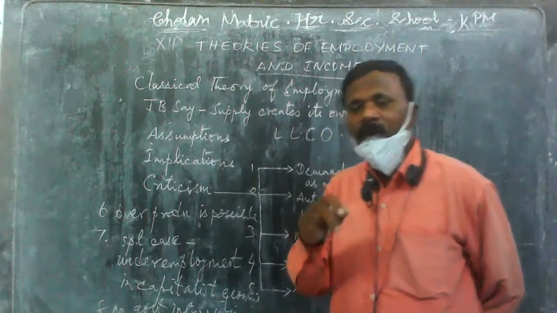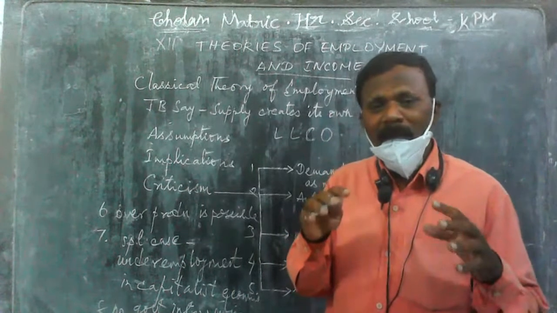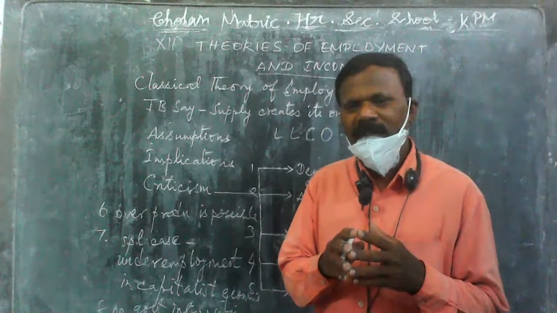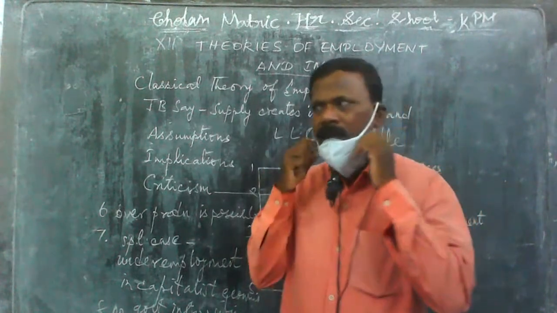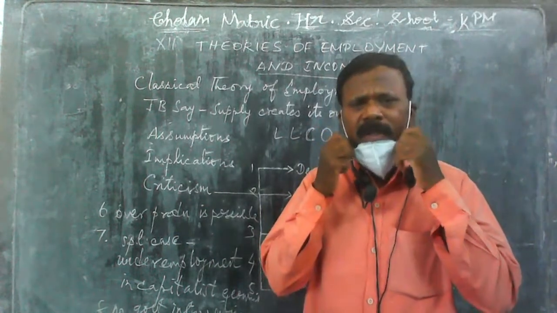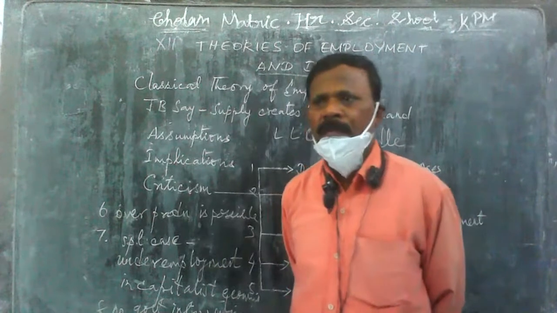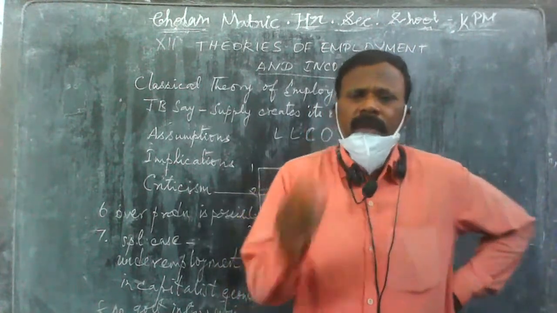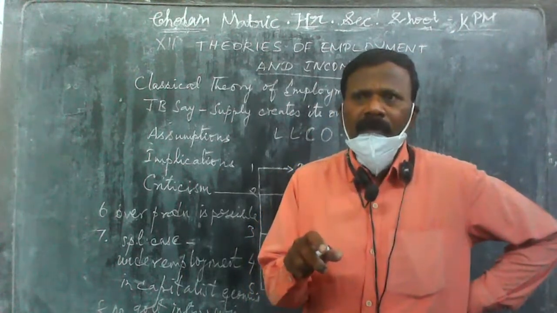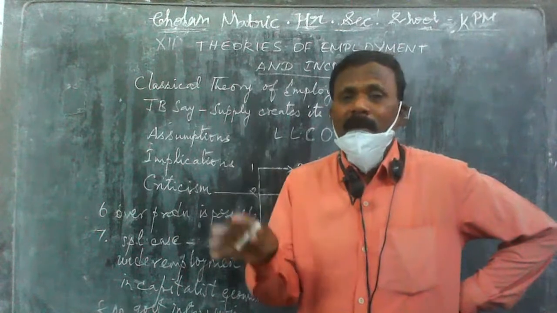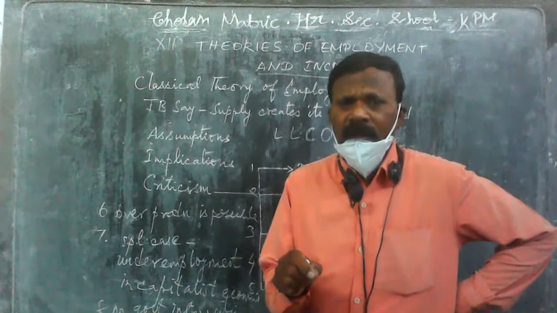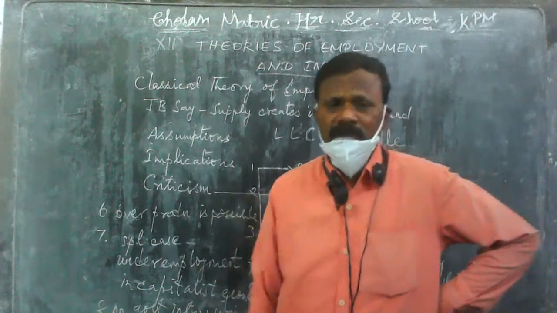Okay, now we come to the main picture of this classical theory of employment, that is criticism. J.M. Keynes vehemently criticized the J.B. Say or classical theory of employment. According to J.M. Keynes, supply does not create its own demand. It is not applicable when demand does not increase as much as production increases.